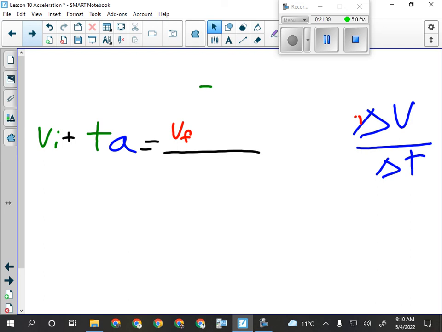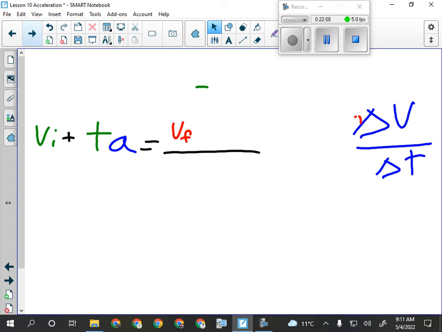So here, I want to kind of show you why that should make some sense. T times A equals the change in velocity. However much my velocity changes by can be calculated by multiplying T times A. When I bring VI over here, I'm taking my initial velocity and adding the change in velocity. That should give me my final. Okay, that kind of makes sense logically?